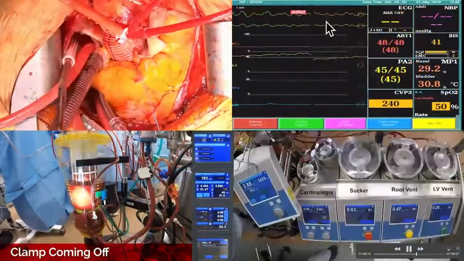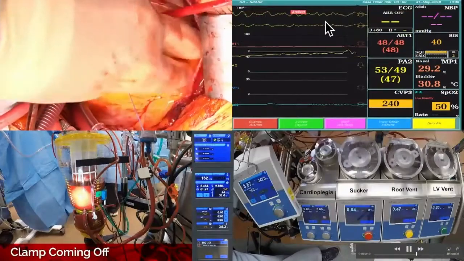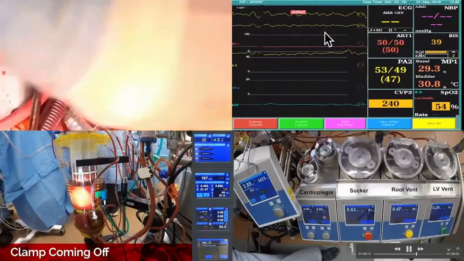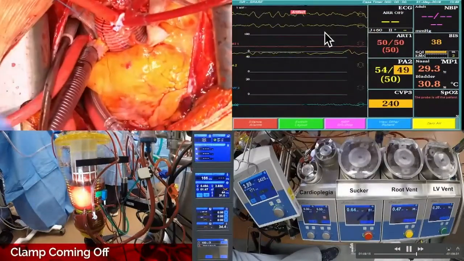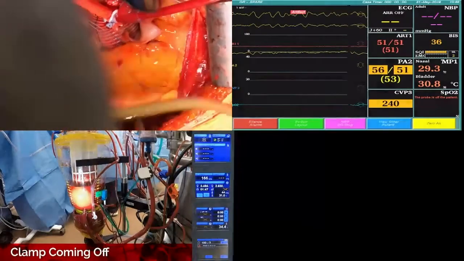De-airing a little bit. Heart's filling up. Just trying to decompress it. There we go. Tap it. Good. And look up here. You can see a little bit of activity is trying to come back. Right. But now it's being perfused. So root vents on. Oh, you're going LV to vents.